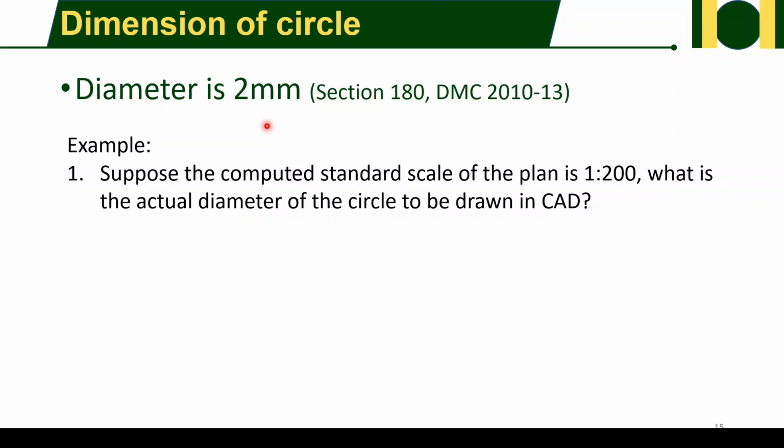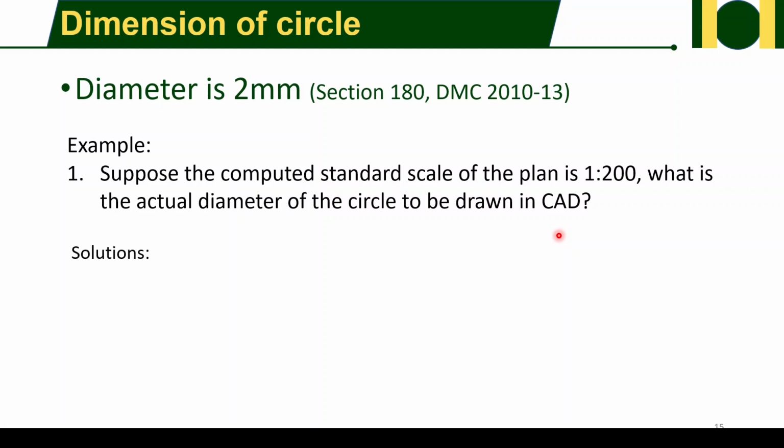Okay. So for example, suppose the computed standard scale of the plan is 1:200. What is the actual diameter of the circle to be drawn in CAD or AutoCAD? So what should be the dimension or diameter of the circle so that when you print that in a scale of 1:200, it will appear as 2 millimeters?